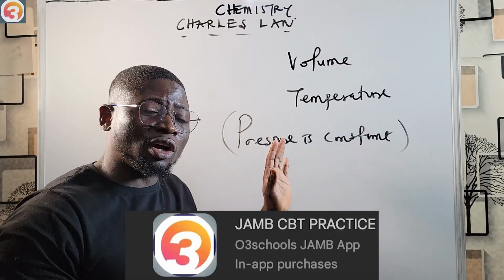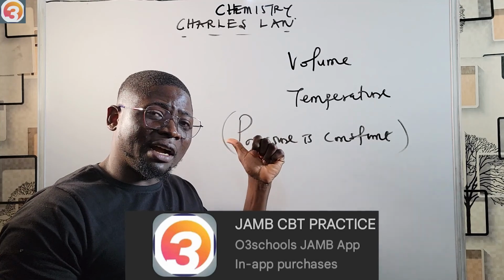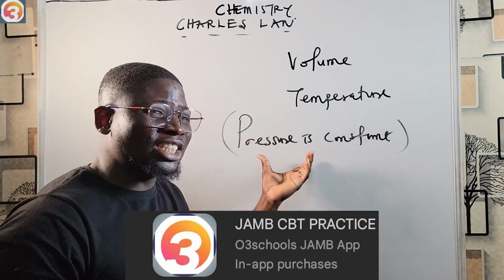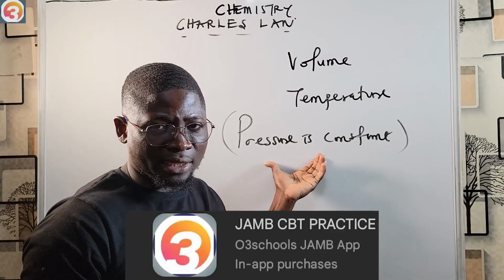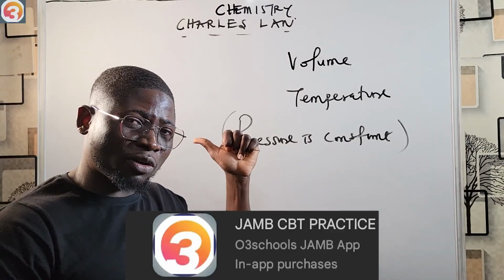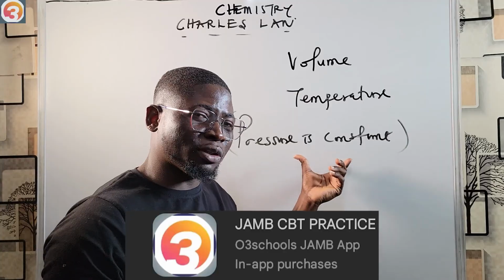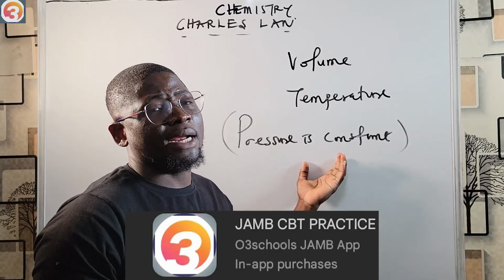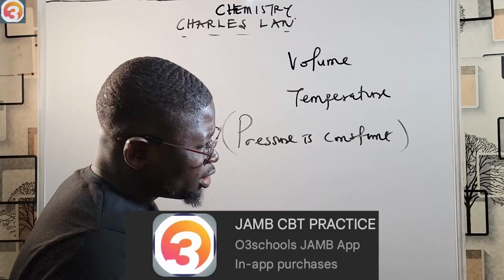So in Boyle's law, we kept what? We kept temperature constant, but in Charles' law, we are keeping pressure constant. In Boyle's law, we kept temperature constant. In Charles' law, we keep what? Pressure constant. So this must stick to your head. All right. So now, Charles' law seeks to what?